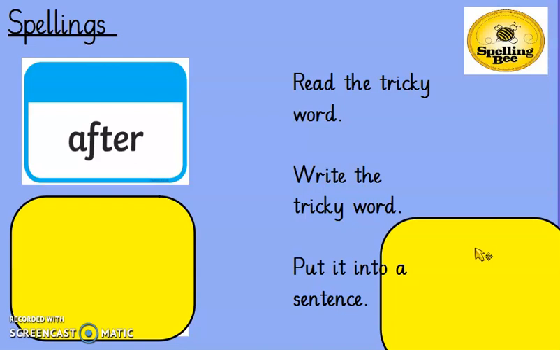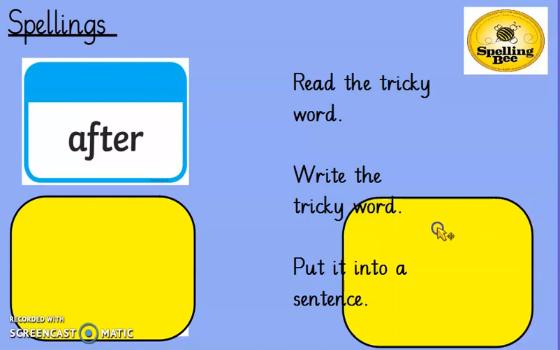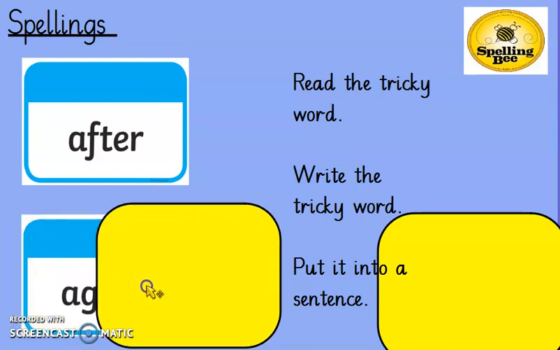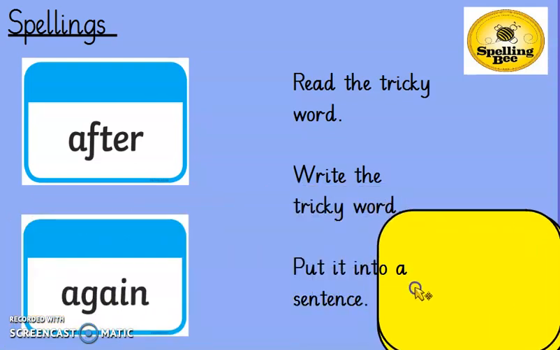I went to the park. Then after, I went to the shop. Okay, pause the video there whilst you're writing your sentence, and then you can come back and watch and write your second word. So your second word is my turn, then your turn again. Okay, write the tricky word underneath, copying accurately, and then put it into a sentence.